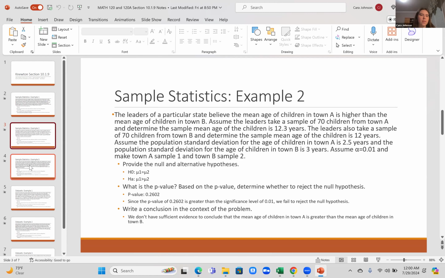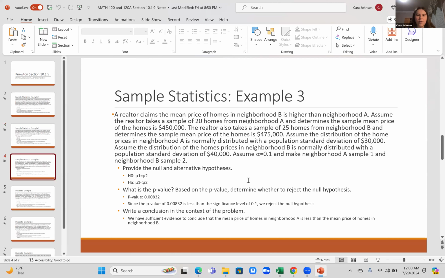All right, let's do one more of these and then we'll do some with data sets. A realtor claims that the mean price of homes in neighborhood B is higher than A. And then we have all our information here. We took a sample of 20 homes from A, sample mean 450,000, and 25 from B, sample mean 475,000. And then we have our population standard deviations, significance level 0.1. Neighborhood A is sample 1, neighborhood B is sample 2.